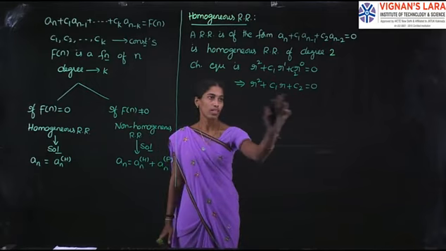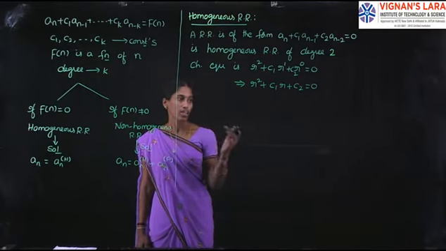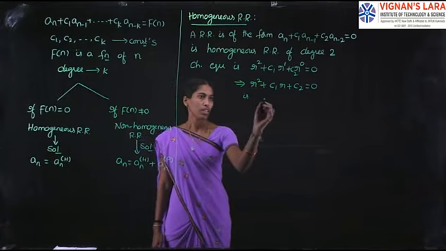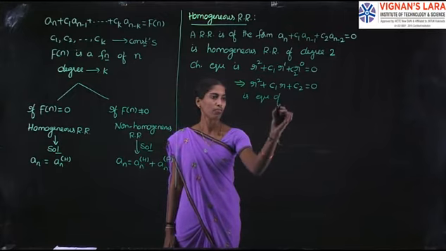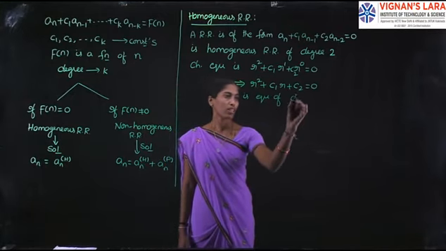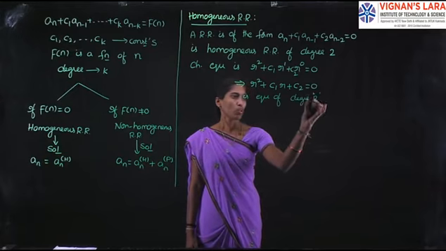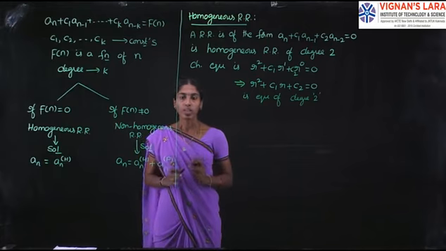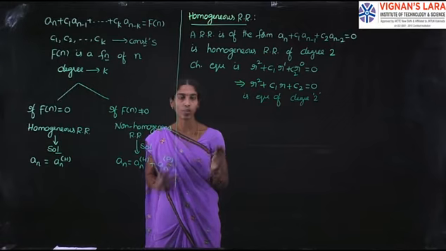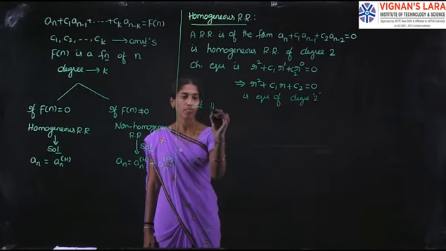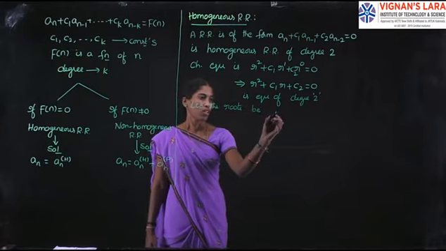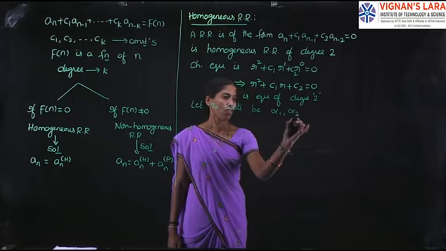Because it is a second degree equation, it is an equation of degree 2. For any degree 2 equation, we have two roots, because any polynomial of degree n has n roots. Let the roots be alpha 1, alpha 2.